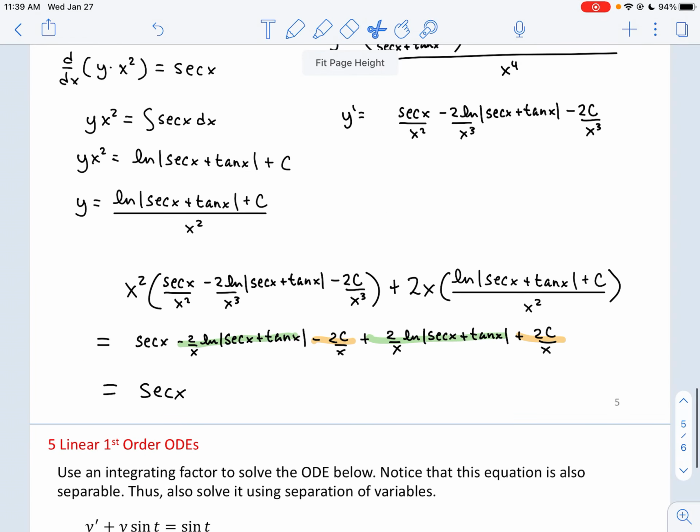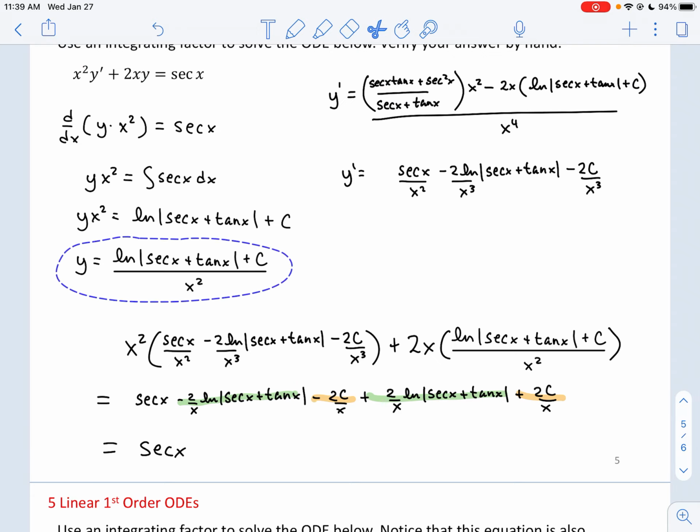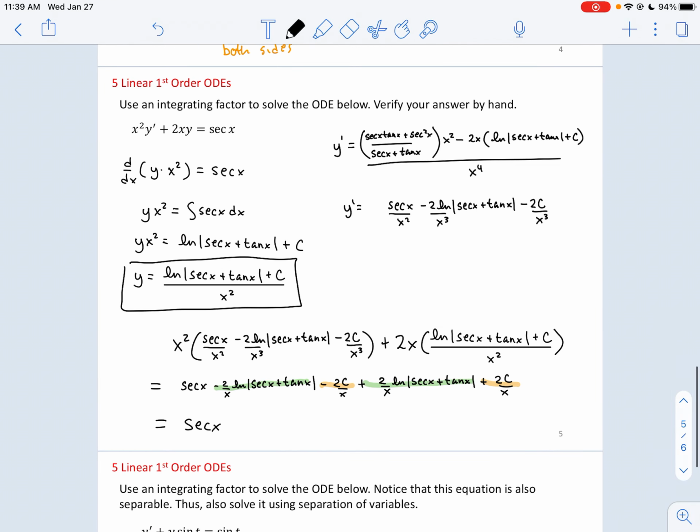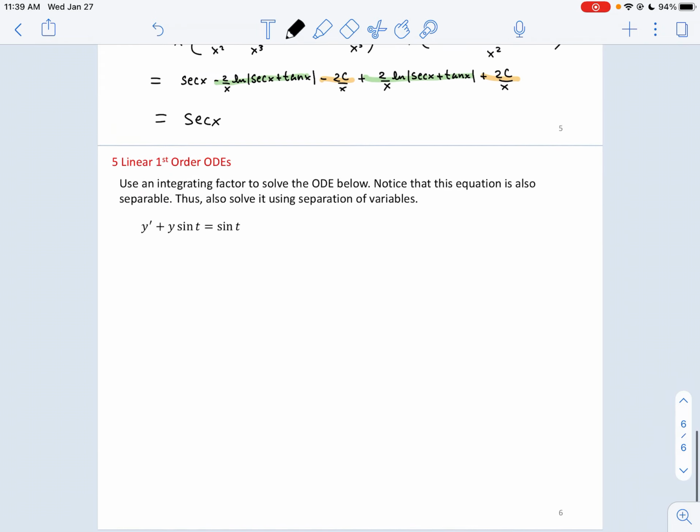So we just verified that given this function y, when you find its y prime, and you plug y prime and y into this differential equation right there, in particular, that we will simplify to secant of x. So we've shown that this is, in fact, a solution. So here is our general explicit solution, verified by hand. Let's go to the next one.